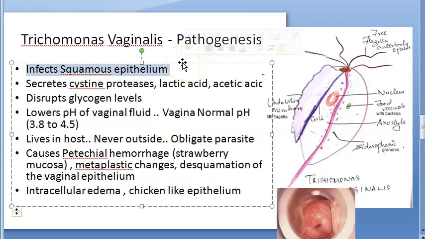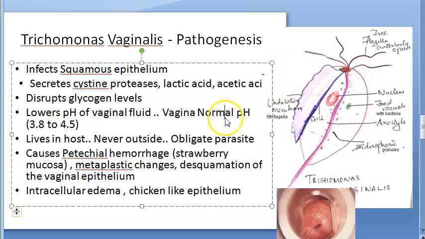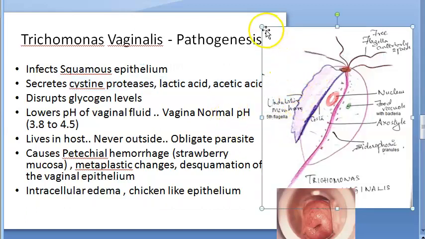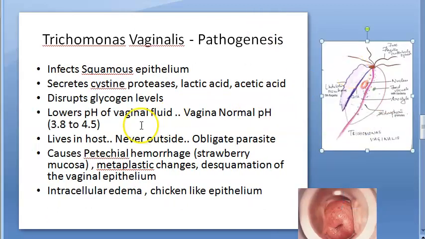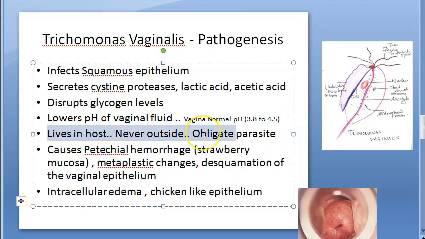So it infects the squamous epithelium, right? It likes squamous epithelium. It secretes all these enzymes and disrupts the glycogen levels, and this always lives in the host, never outside. So it has to go from male to female, female to male, or whoever is having intercourse. So it is an obligate parasite, just like a virus. Even viruses cannot live outside the host.